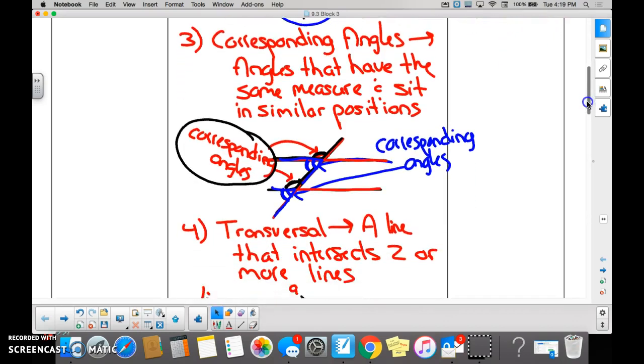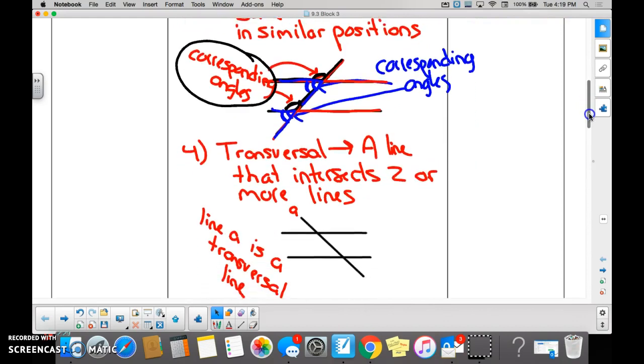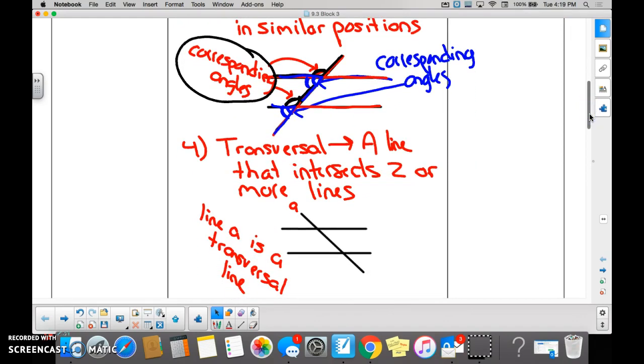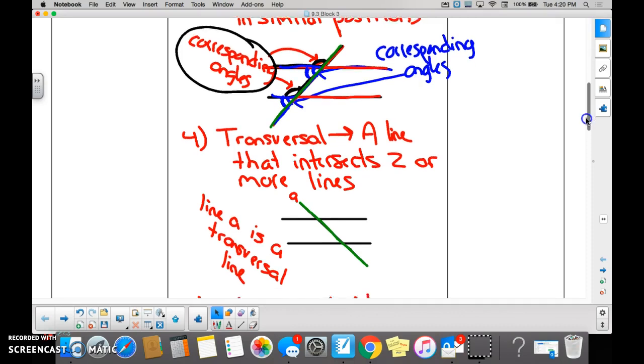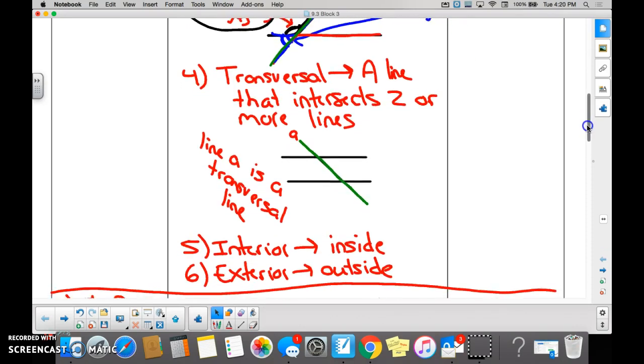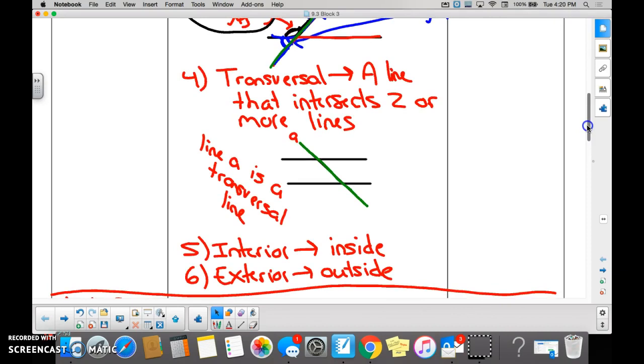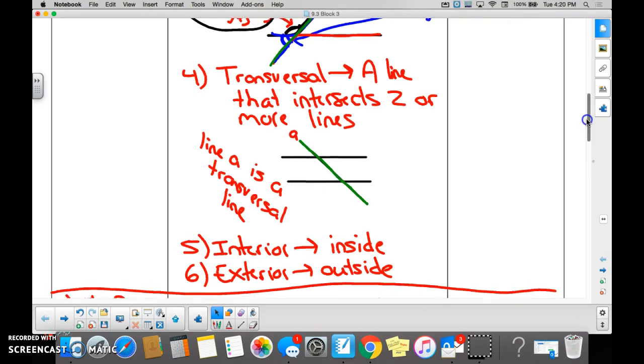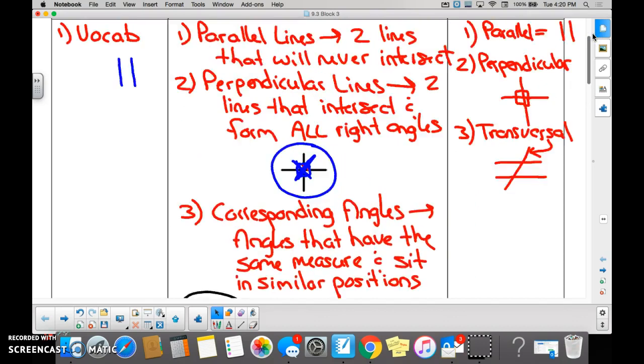Last word then is a transversal. A transversal is a line that intersects two or more lines. So up here, this is a transversal because it's crossing two lines. Right here, we're going to call the transversal line A. It is intersecting two lines or more. So that would be called a transversal. Last two words, I'm sorry I lied to you. Transversal wasn't the last word, but 5 and 6 are quick and simple. Interior means inside. Exterior means outside. We'll come back to those words in a moment.